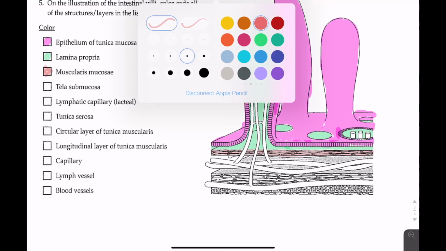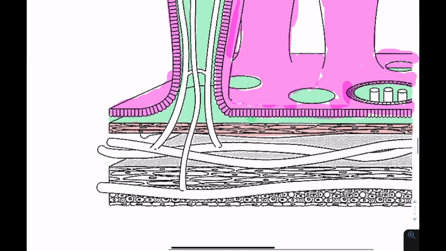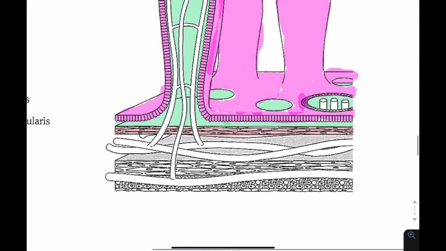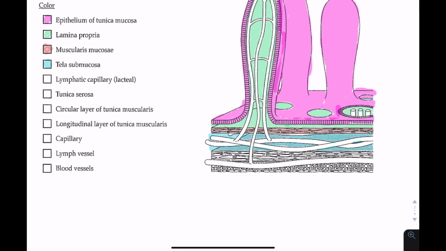Then finally we get the tela submucosa. I'm going to use a light blue color for that. Alright, so the tela submucosa is another loose connective tissue. We know that's going to be where our blood vessels are found. So in this kind of blank hollow space under the muscularis mucosa, this is all the tela submucosa. So you kind of want to go around all the blood vessels, and then it's kind of just this box in this area. Alright, there's the tela submucosa.